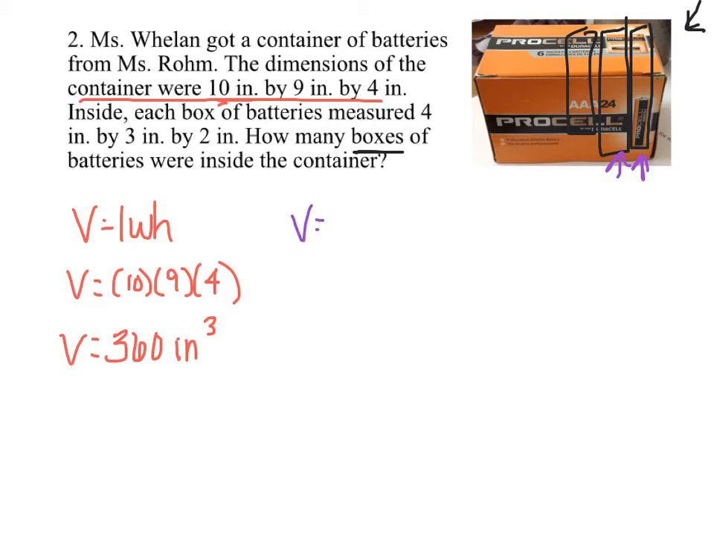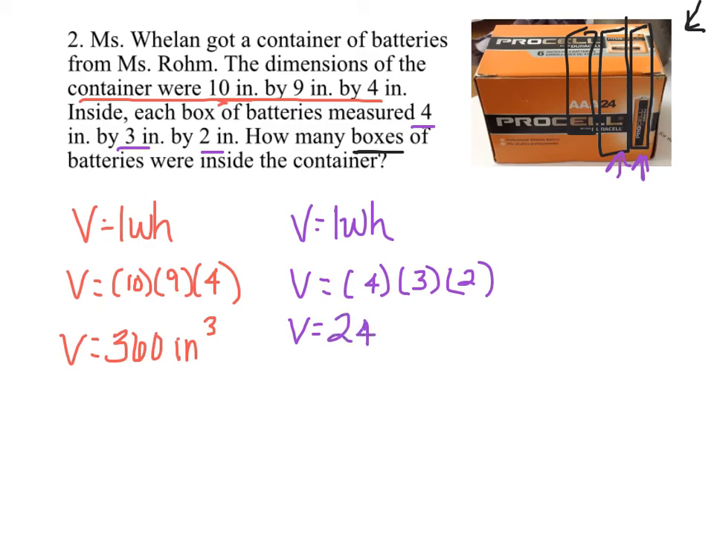The boxes are still rectangular prism, so it's going to be length times width times height. The dimensions are 4 times 3 times 2. Multiply 4 times 3 is 12, 12 times 2 is 24. So each box is 24 cubic inches big.